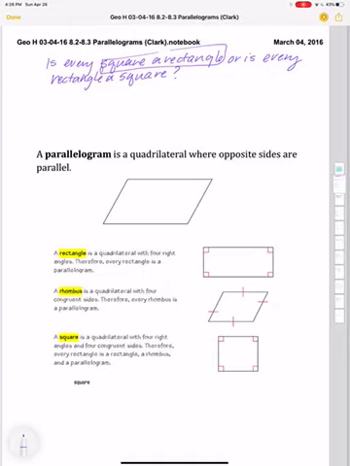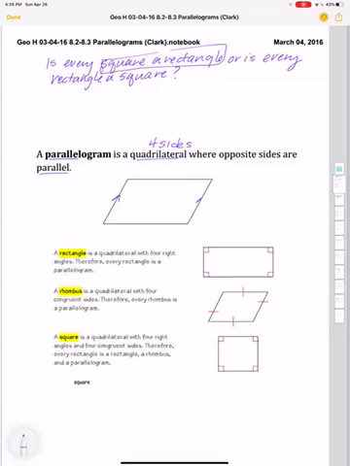Well, the word parallelogram starts with the word parallel, and so it's a figure in which the opposite sides are parallel. And it has to be a quadrilateral, which means that it has four sides. So a parallelogram is a four-sided figure in which the opposite sides are parallel. So here is an example of a parallelogram.